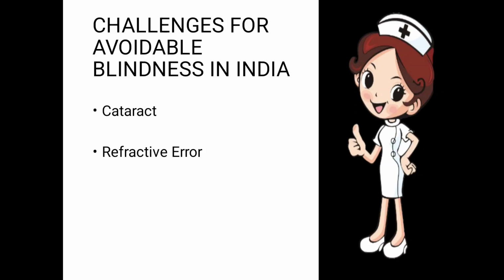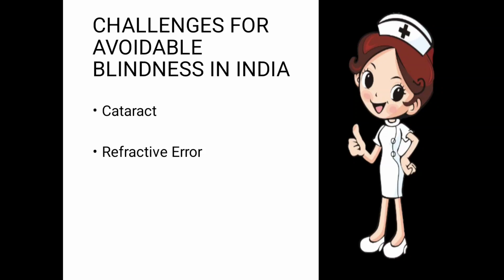Different stages and different types of cataracts are there. When the cataract becomes mature or fully developed, the patient is not able to see anything. This leads to blindness in the patient's eye. So this was the journey of cataract which converts a person into a blind person.